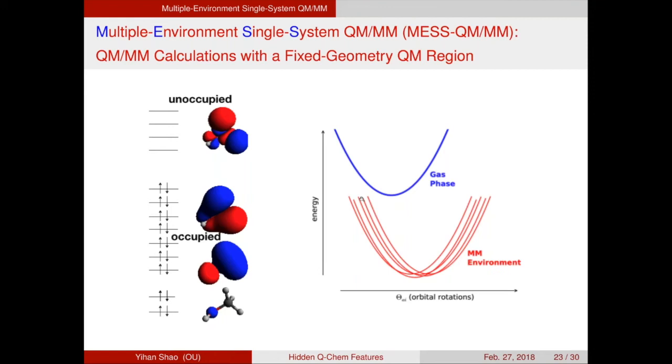As we all know, when we run a density functional theory calculation, what we need to do is find the best set of occupied orbitals to fill for all the electrons. Depending upon the MM environment, which is usually described by point charges and sometimes point dipoles and quadrupoles too, within different MM environments we have different sets of molecular orbitals. Schematically, we say that we have different minima on the surface with respect to the electron degrees of freedom.